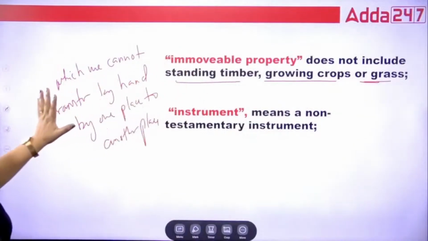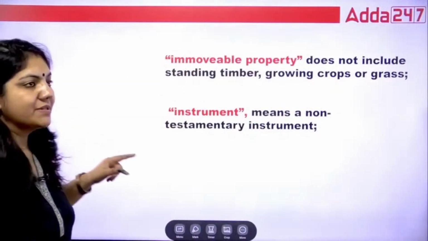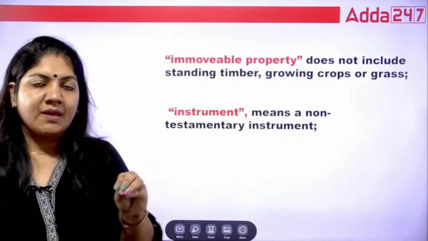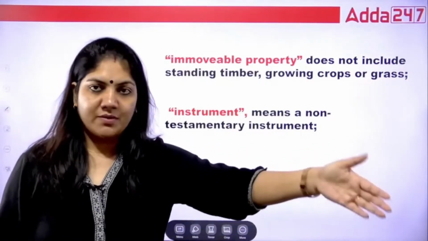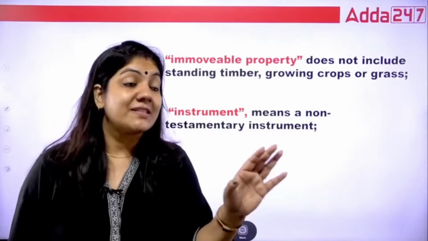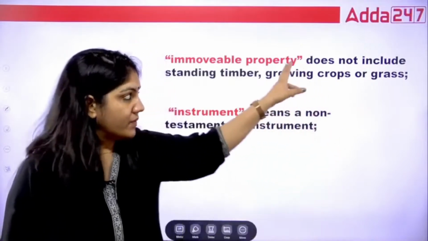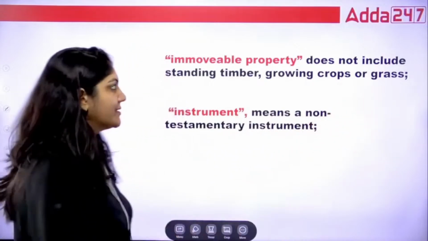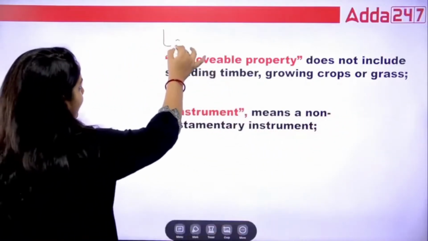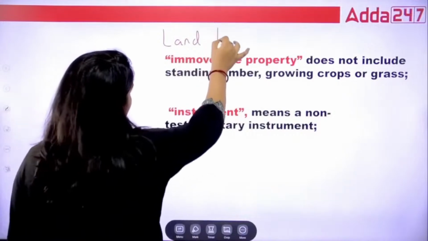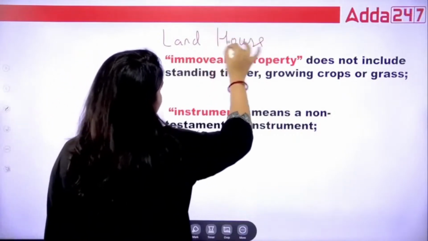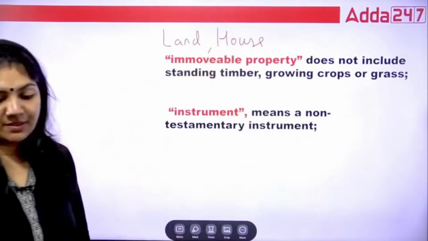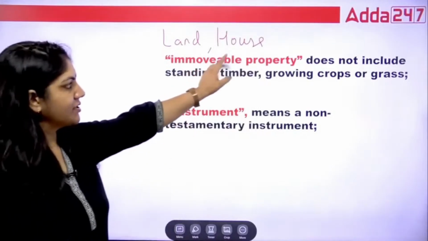And what is movable property? The property which we can transfer from one place to another, which we can see, which we can touch, is called movable property. Immovable property is just like land, your house. These are examples of immovable property. Okay, so I think this definition is clear to all of you.